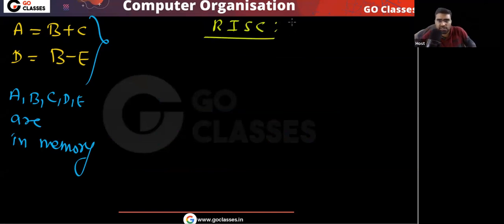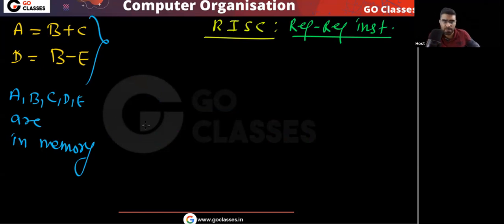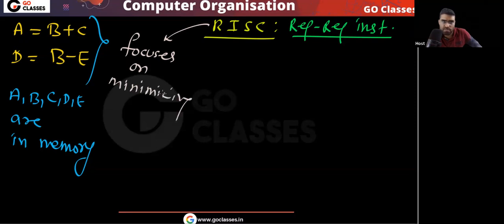It will use register instructions. Because the focus is on minimizing the execution time, we want to minimize execution time. That is the complete focus. So tell me, this RISC will use register instructions. Register architecture we will use.